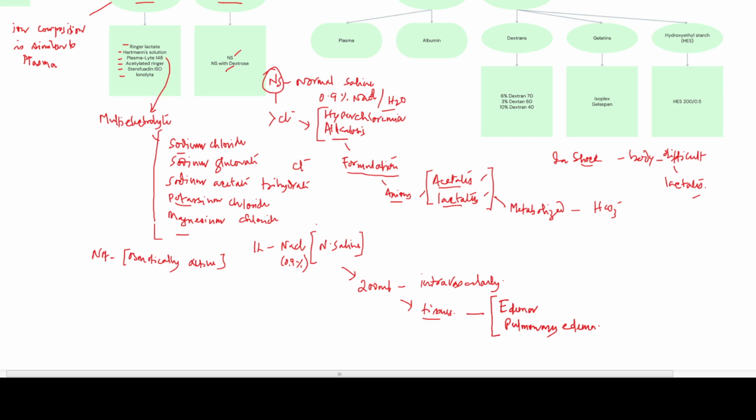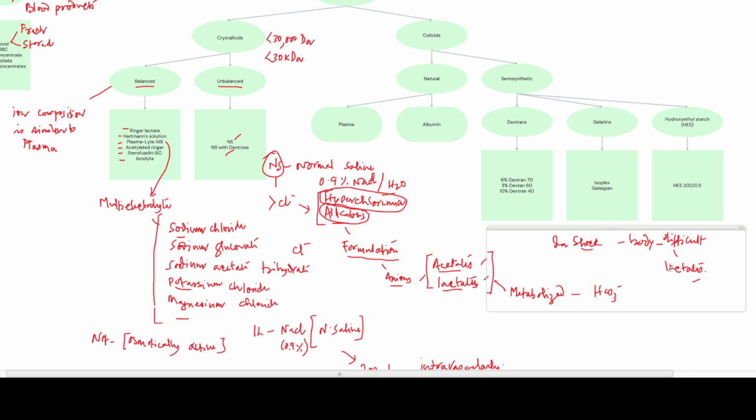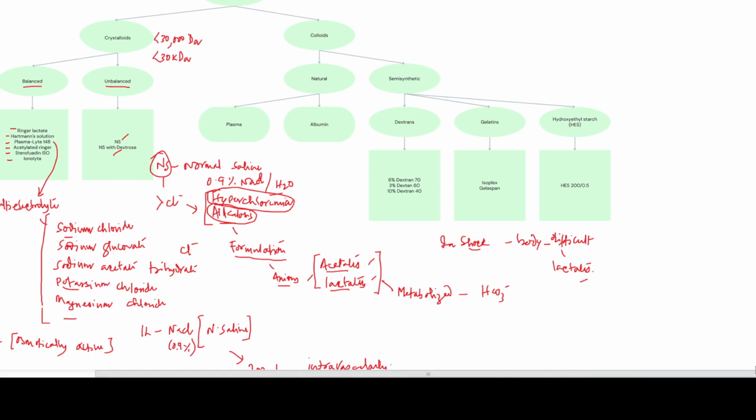So the crystalloid solutions have got these adverse effects. They can cause alkalosis, they can cause hyperchloremia, and they can accumulate in the tissues, and they can cause edema and pulmonary edema. This is what we encounter when we overload the patient with crystalloid solutions. Because of this, the colloids have been formulated.